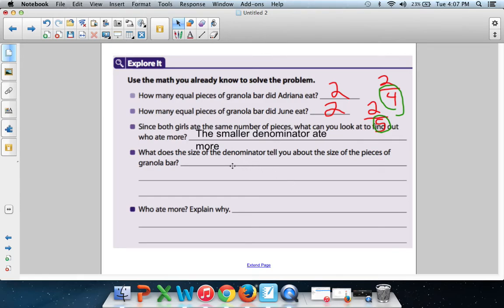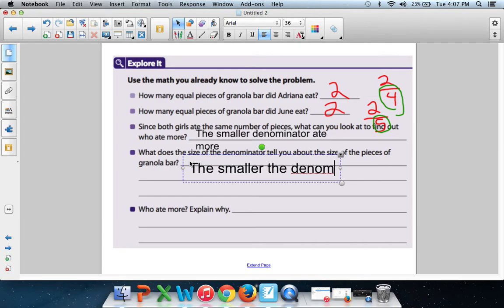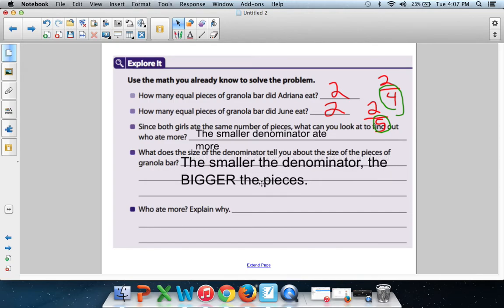What does the size of the denominator tell you about the size of the pieces of the granola bar? We just talked about that. The smaller the denominator, the bigger the pieces. So when we're talking about size, smaller denominators, smaller bottom numbers, mean bigger pieces. Remember that. That's super important. Smaller denominator, bigger pieces.